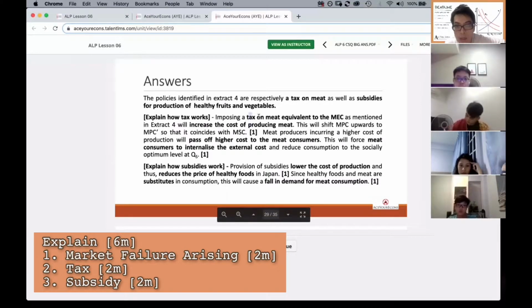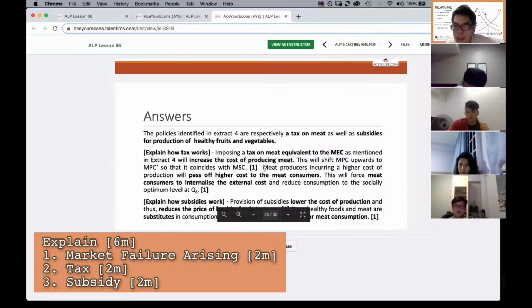A tax on meat equivalent to the MEC drives up the production cost, and this will shift your MPC curve upwards. So long as you fulfill these 2 conditions, I will give you the 1st mark. And the next mark for tax, you need to illustrate that the producers incurring a higher cost of production will pass off higher costs to meat consumers. And this will force the consumers to internalize the external cost.